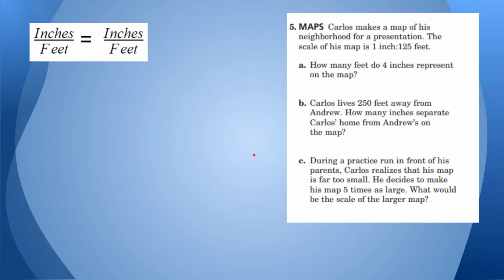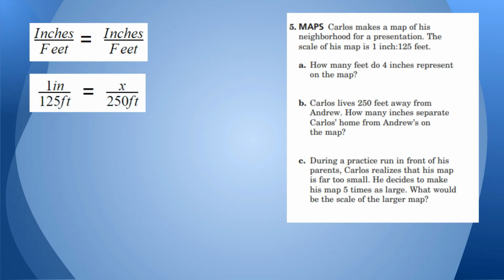During a practice run in front of his parents, Carlos realizes that his map is far too small. He decides to make his map 5 times as large. What would be the scale of the larger map? Okay, so we already put this problem together before. We took a look at that. What we want to do now with the 1 inch over 125 feet, ignore this side of the picture right now, but we had 1 inch over 125 feet was the scale. So what is 5 times that?